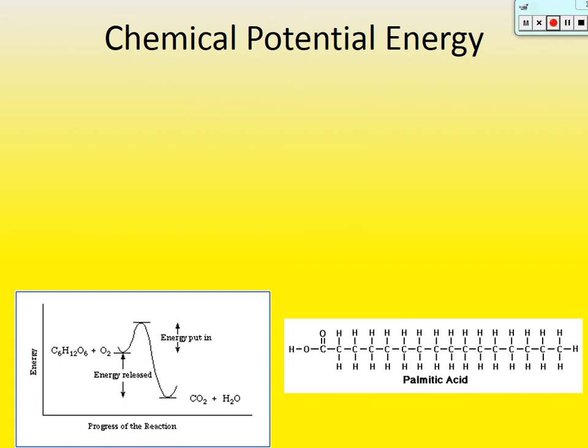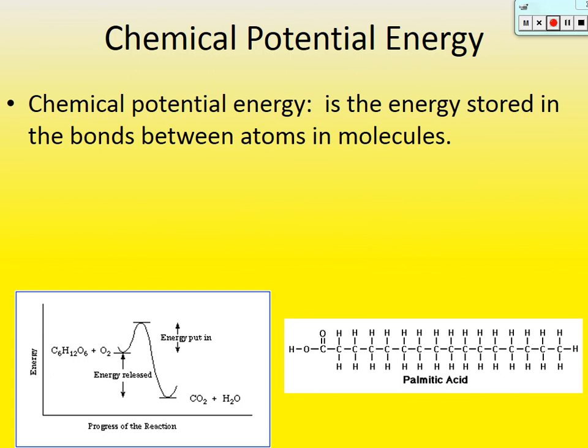Okay, this one is in your notes. It's very important. Chemical potential energy is the energy stored in the bonds between atoms in molecules. So it's stored energy in the bonds between atoms in a molecule. I've got a huge molecule down here, palmitic acid. Look at all the different bonds here, these bonds between different atoms. This line right here represents a chemical bond. Well, there's a lot of energy stored in those bonds.